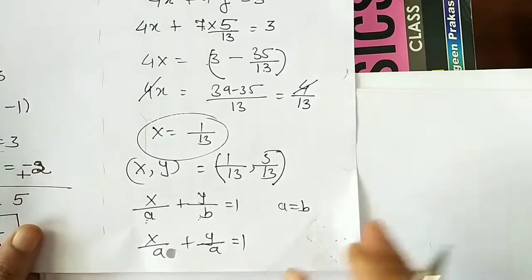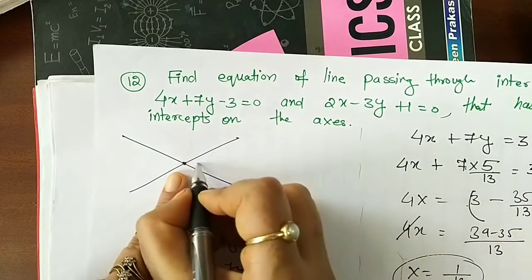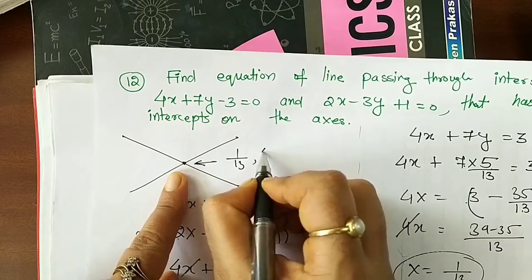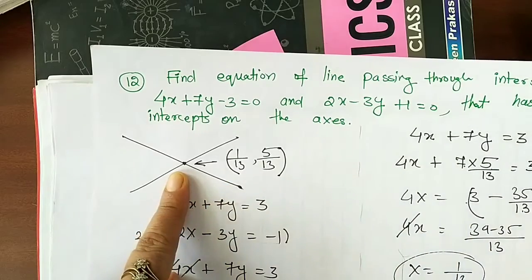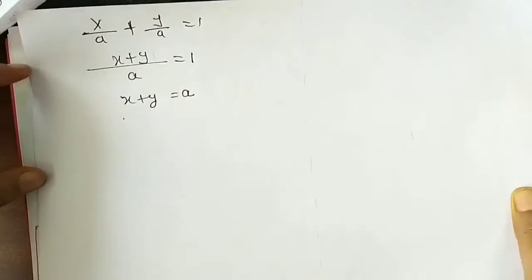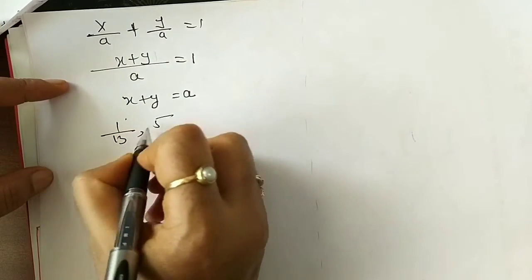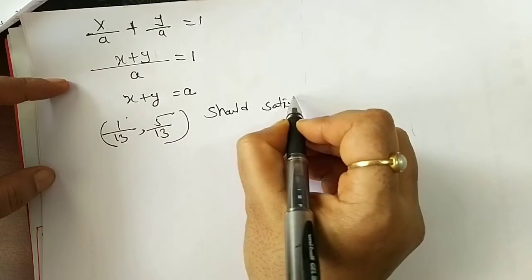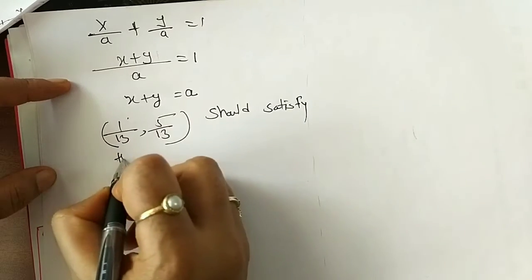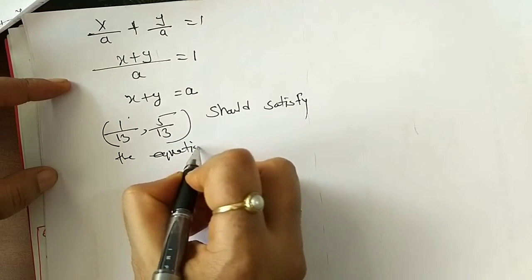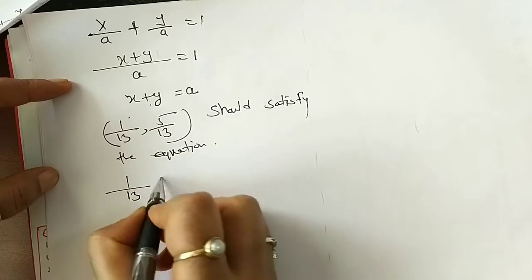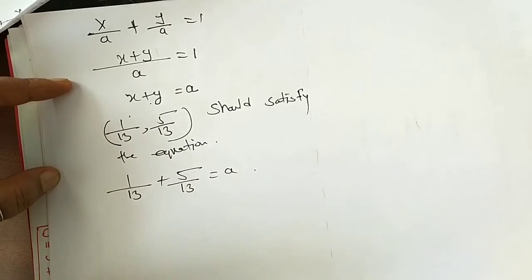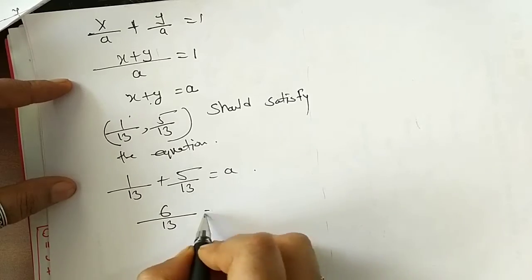And one hint I know is that this line is passing through the point of intersection, which I just calculated, 1 by 13 comma 5 by 13. So my line is passing through this point. That means this should satisfy the equation. If it should satisfy, I will put it here: 1 by 13 plus 5 by 13 is a. So this will give me 6 by 13 is a.